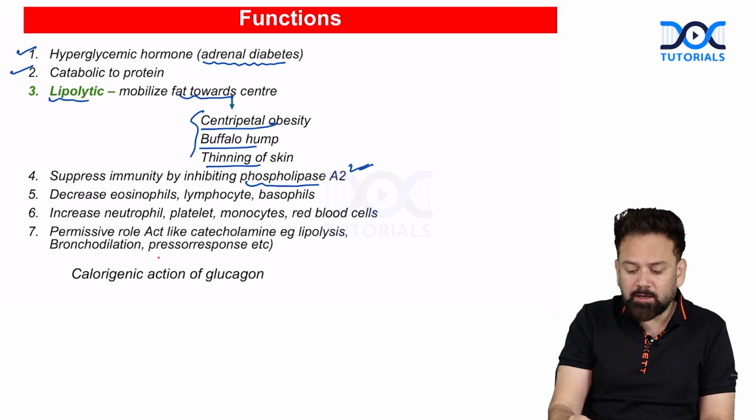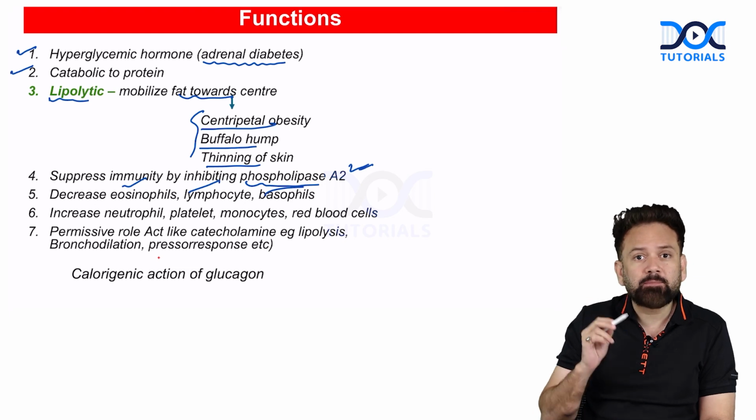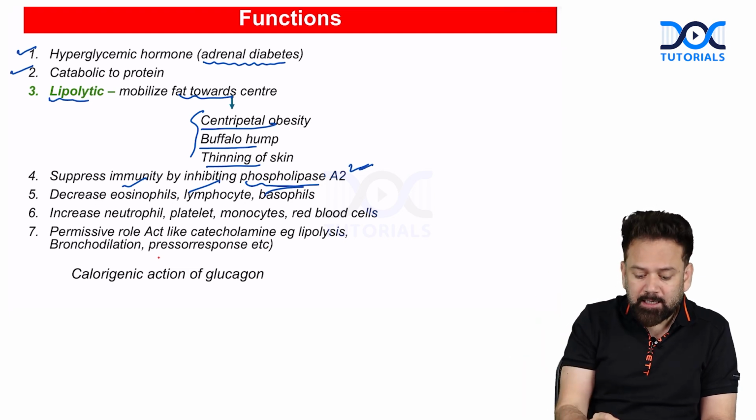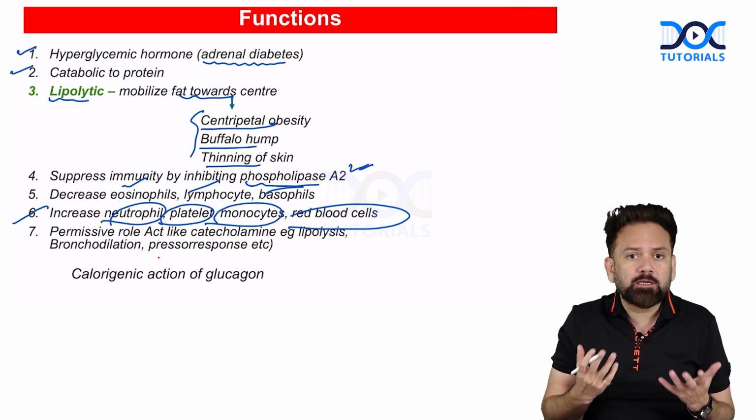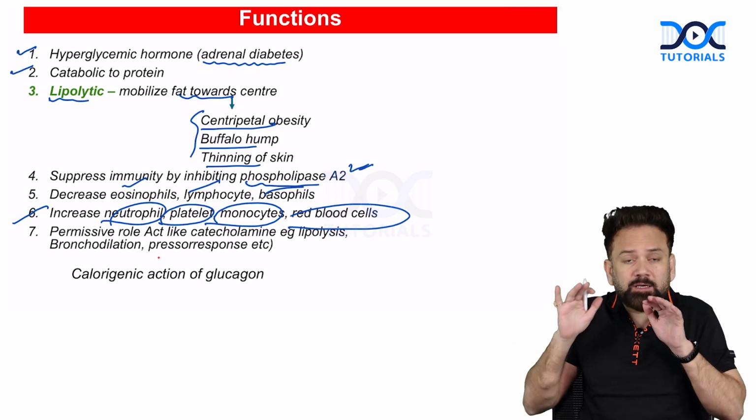Increase in eosinophil, lymphocytes, and basophil. So eosinophil, lymphocytes, and basophil, they will decrease, and the increase will be in neutrophil, platelet, monocyte, and red blood cells. So some cells are decreased, some cells are increased. So what are the cells that are going to be decreased?